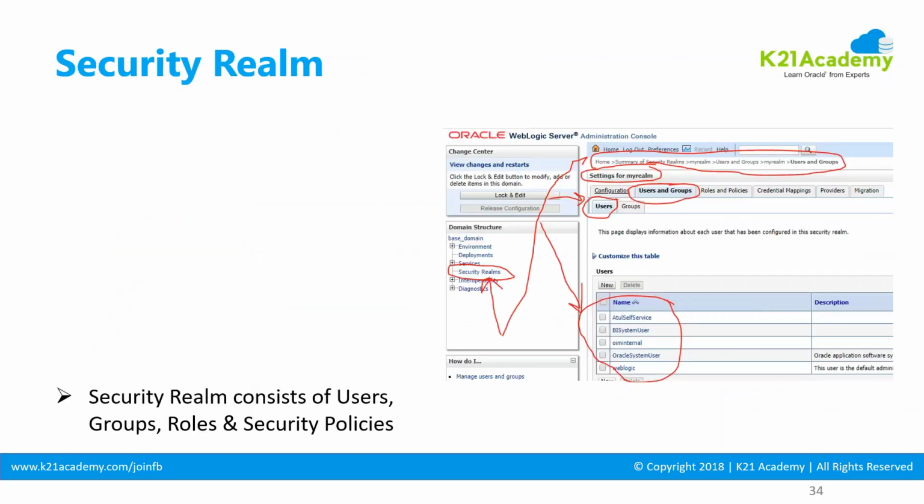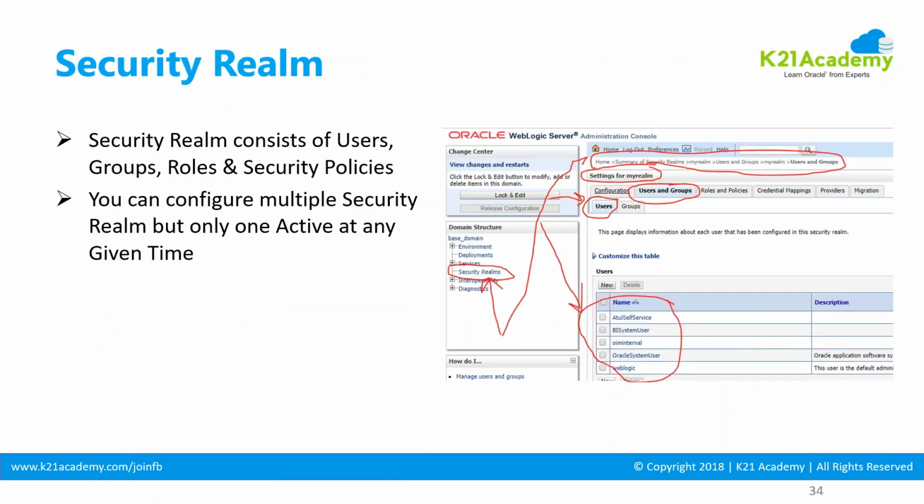Now head on to the next lesson, where we look at the security realm, which is another important topic. There we will look at how the security realm has authentication providers, authorization providers, users, groups, embedded LDAP servers, and roles. All these things we are going to look at in the next lesson, which is the security realm lesson. I'll see you in the next lesson.